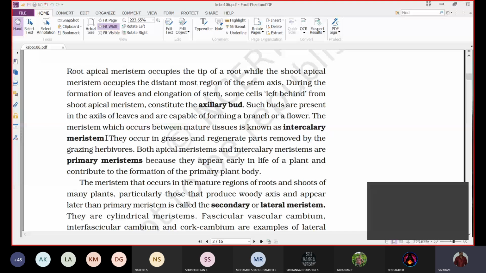Okay, this meristem is developed in the early days of plant development and is responsible for the formation of primary tissues. That's why these two meristems, that is apical meristem and intercalary meristem, are called primary meristems, because they are involved in the formation of primary tissues, which make up the primary plant body.